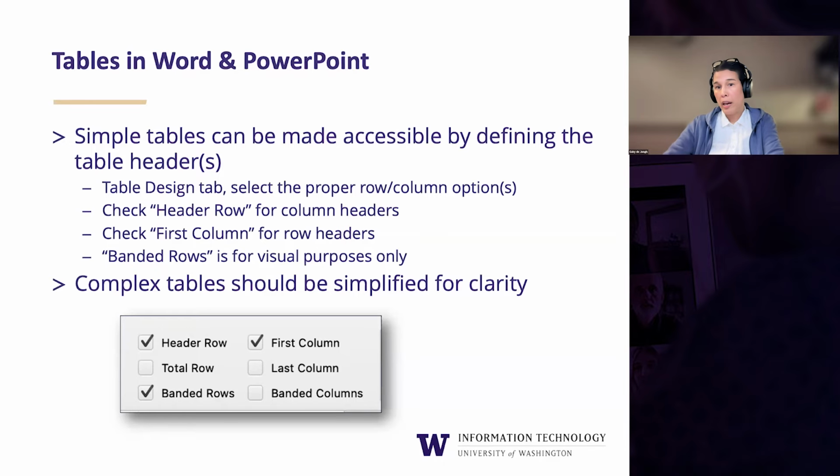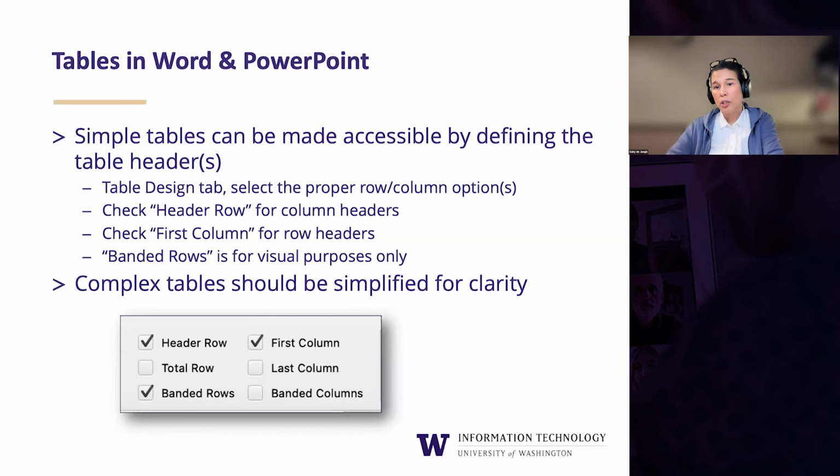So simple tables added to either your document or your presentation can be made accessible by selecting the table itself. And when you do that, then you'll see a new design tab appear in the ribbon. And then by default, if you go to that design tab, you'll see check boxes for header row and first column are selected. And we've included a screenshot here on this slide that shows that information from the design tab. So header row identifies the column headers and first column identifies the row headers. Now there's also the option for banded rows, which is also checked by default, and that's mostly for visual styling and alternates the colors of the rows.